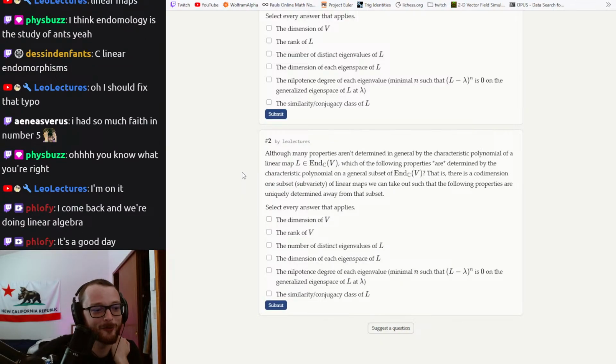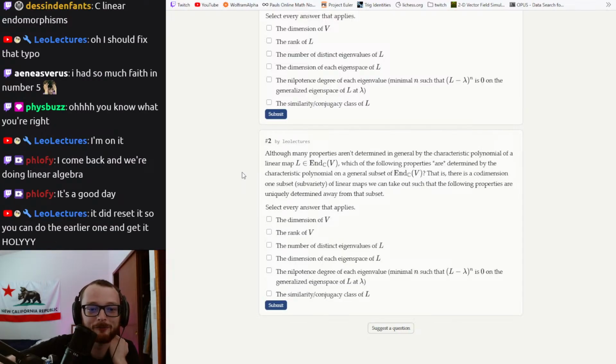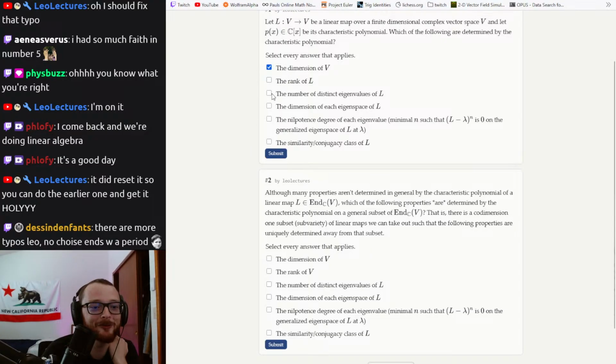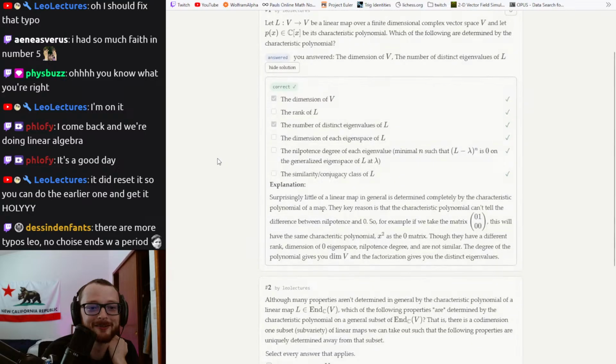Yeah, Fluffy. This is a quiz from Leo Lectures. Just a question quiz. Which of the following properties are determined by the characteristic polynomial in a general subset of End_C(V)? That is, there's a codimension one subvariety of linear maps. What? Oh, that's true. Oh, guys, I wonder what the answer to this question is. Oh no, I hope I get it right. Oh, look at me go. I'm so smart.